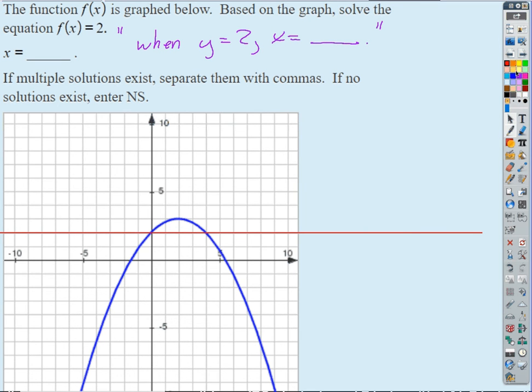And so we've got 2 solutions here, don't we? We get a solution there. What are the coordinates of that place? 0, 2. And then what about this place right there? 4, 2. So what are my solutions then? We want to know all the x values where y equals 2. And so I get 0, comma. It says just separate solutions with a comma if we have more than one. So 0, 4, right? Okay.